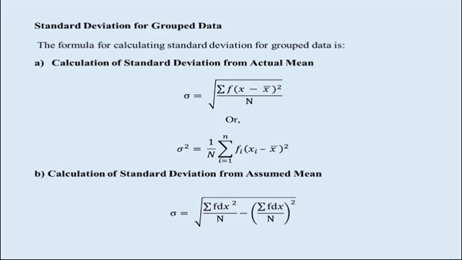The formula for calculating standard deviation from actual mean in case of group data is sigma is equal to under root summation f into x minus x bar raised to power 2 divided by n. And formula for calculating standard deviation from assumed mean is sigma is equal to under root summation f dx square divided by n minus summation f dx divided by n raised to power 2.